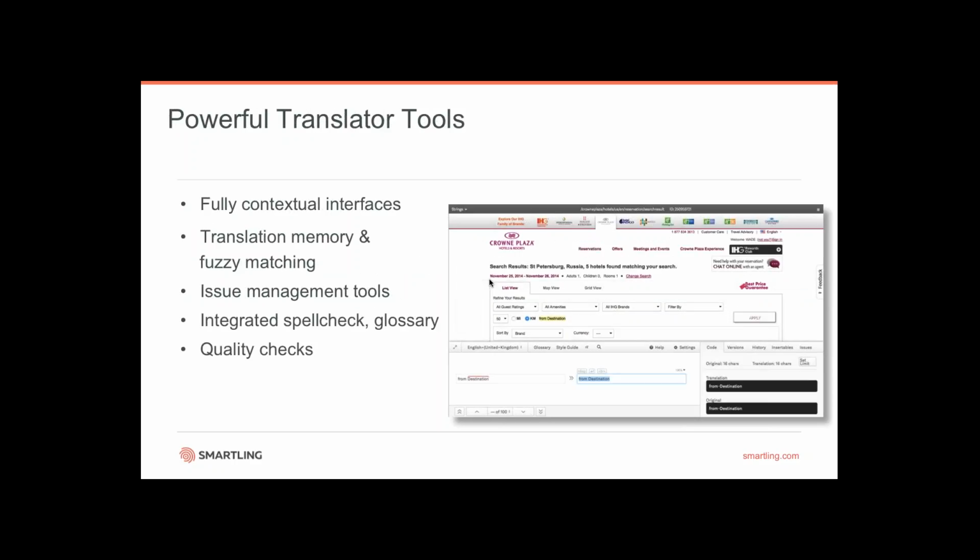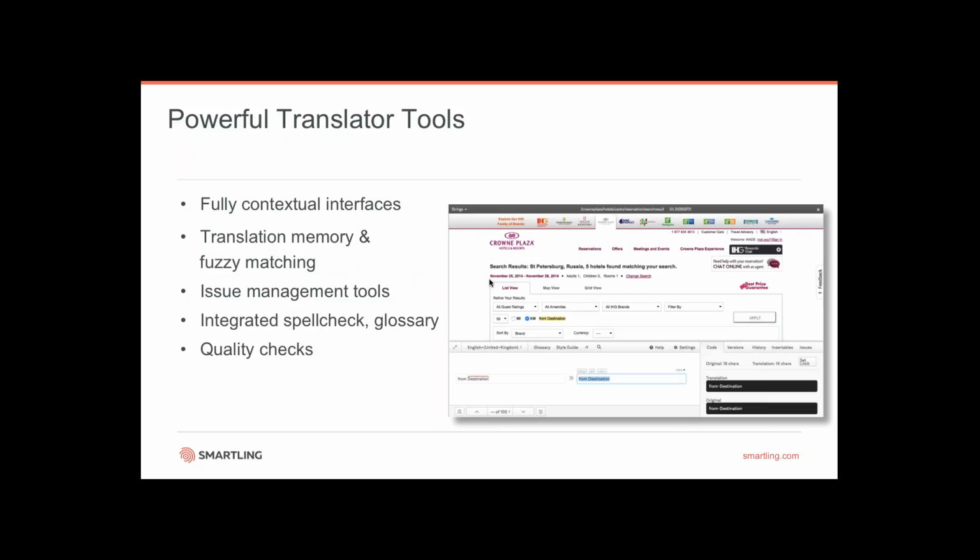Translator tools. So this is something where it's beyond just translation memory and quality checks and spell checking and glossary. It's really about issue management, version control, making sure you have the right leverage, and then something that we talk a lot about is context.